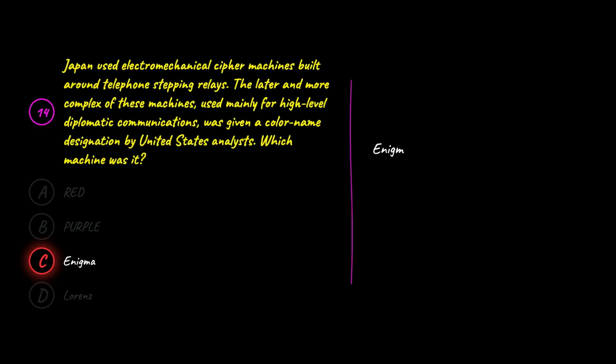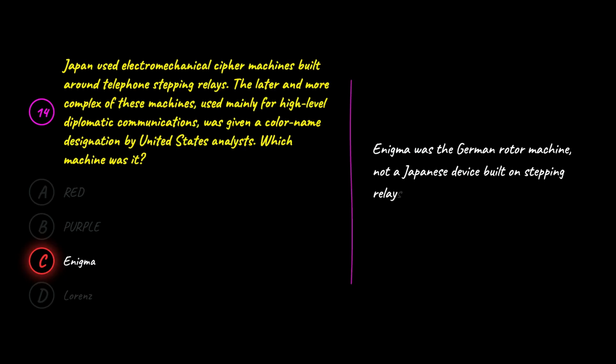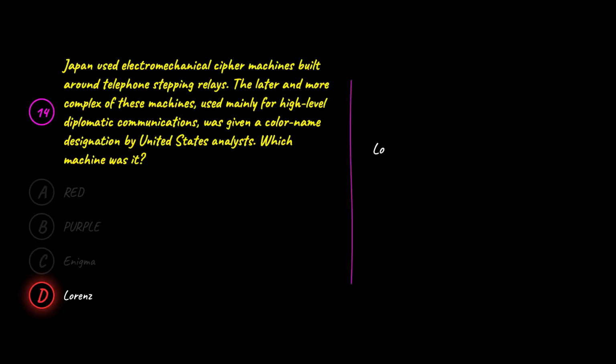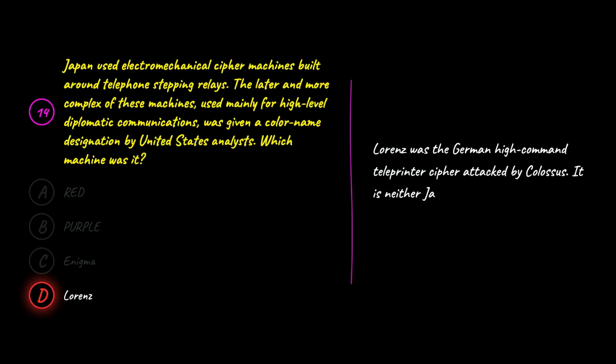C is wrong because Enigma was the German rotor machine, not a Japanese device built on stepping relays. It is not designated by a color name. D is wrong because Lorenz was the German high command teleprinter cipher attacked by Colossus. It is neither Japanese nor a color name machine.